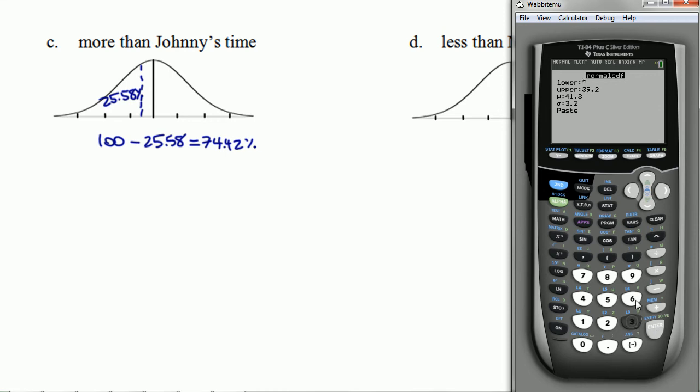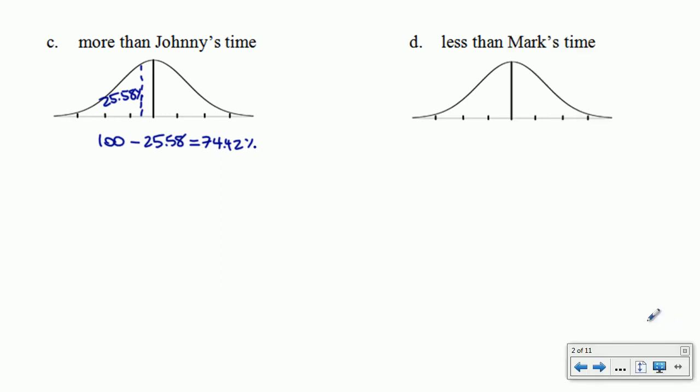This time our lower boundary is 39.2, and our upper boundary is as far right as we can get. Our mean and standard deviation stay the same. We hit enter on paste and enter again, and we get the same result. So either way, what we do with this 0.7442 number is we multiply it by 3,000 and that gives us the number of runners that got a time higher than Johnny's. So this turns out to be 2,233.